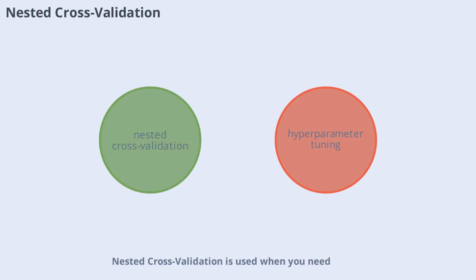Nested cross-validation is used when you need to tune hyperparameters and evaluate model performance simultaneously. It involves two loops, an inner loop for hyperparameter tuning and an outer loop for performance estimation. This method helps prevent overfitting during model selection and provides an unbiased estimate of how your model will perform on new data. Nested cross-validation is especially important in research and competition.